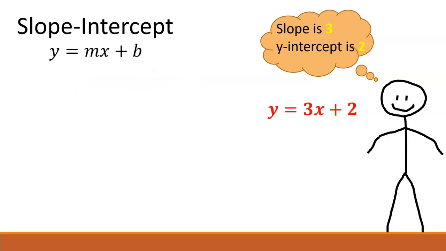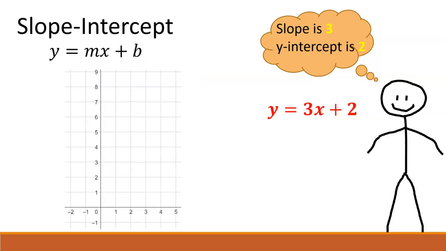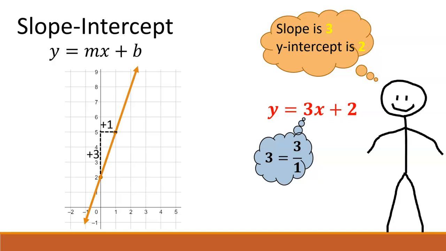Knowing the slope and the y-intercept also allows us to graph a line very easily. The first thing we can do is graph the y-intercept. In this case, we know that the line will cross the y-axis at 2. And since the slope is 3, we can think of 3 as 3 over 1 to see that from that y-intercept, if we go up 3 and to the right 1, we can find another point on the line. And with 2 points, we can always graph our line.